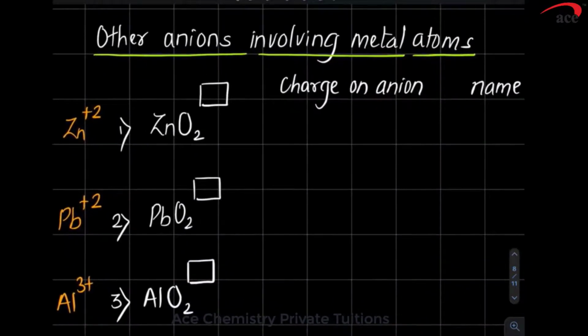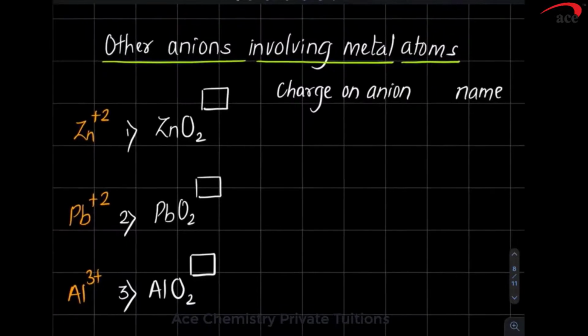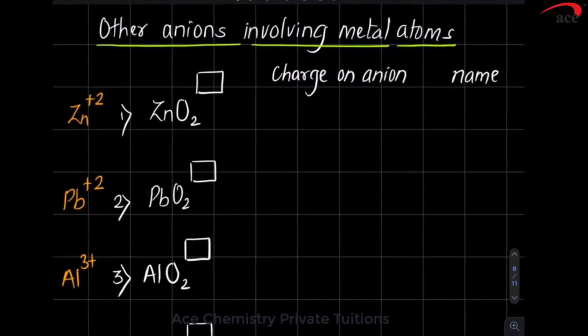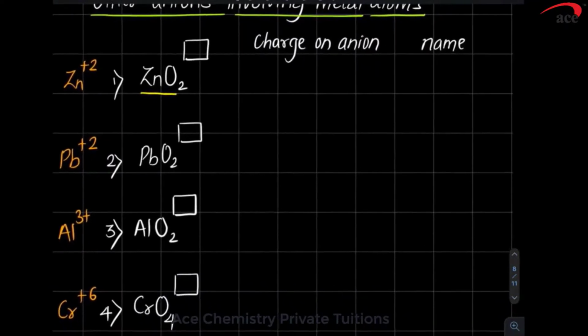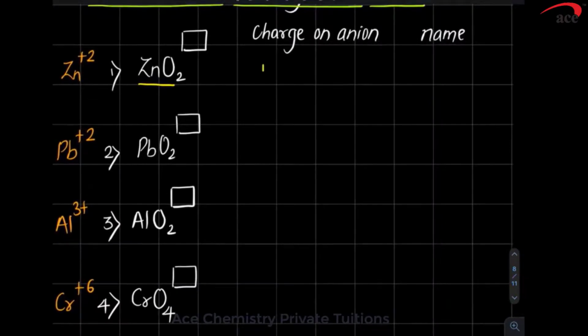So there are certain anions involving metal atoms too. Zinc with 2 oxygen. You want to remember the charge on it? How to remember the charge on it? Zinc has a charge of +2 in a normal case. 2 oxygen, each oxygen has a charge of -2. So what is the charge on the anion? This charge we are trying to calculate. If you solve, -2. So -2 is the charge.